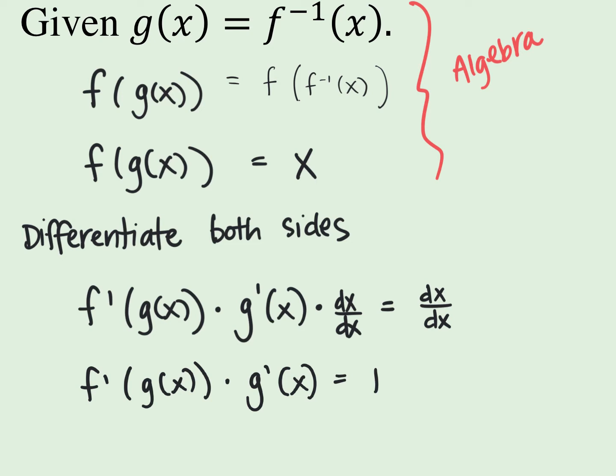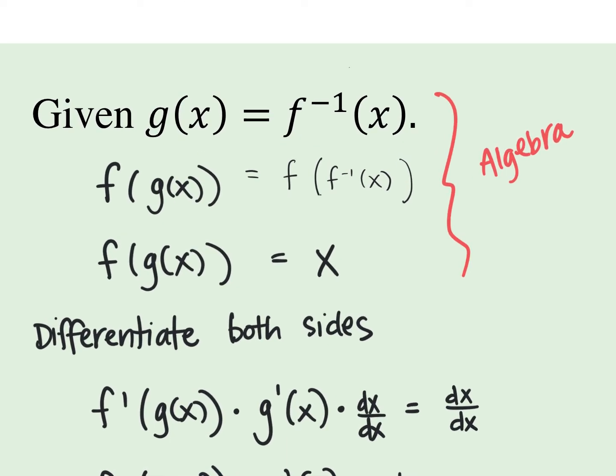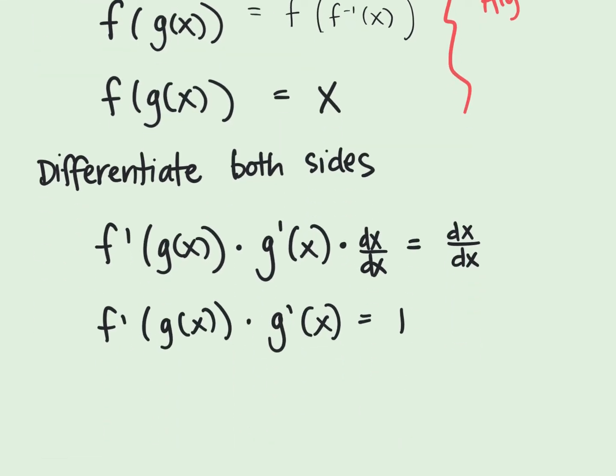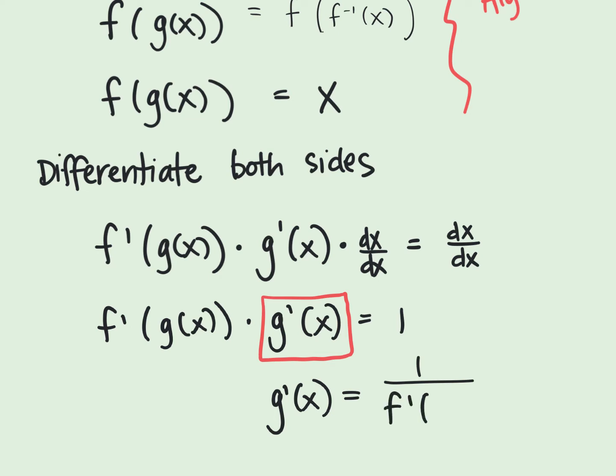At the beginning, g of x was by itself. We want to find g prime of x. That's what we're looking for. Do you see g prime of x? Yes, it's right here. How would you get that alone? Divide. Great. So g prime of x by itself is 1 divided by f prime of g of x.